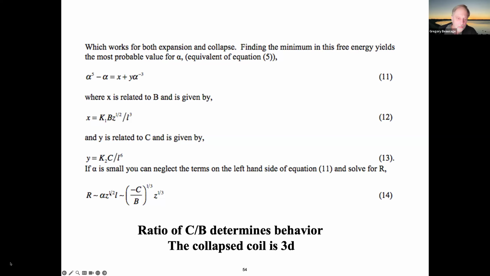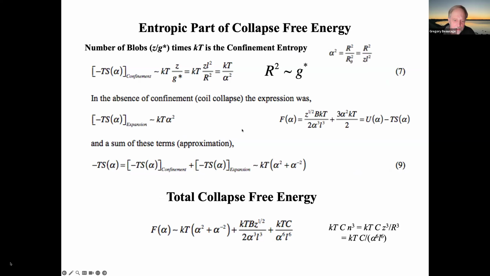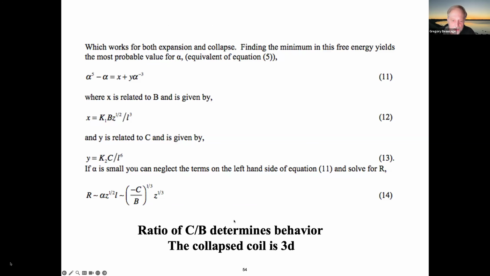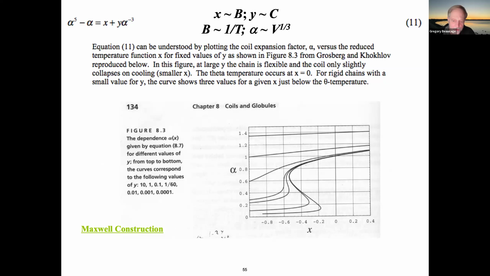Once you have solved for this R term, you can plug it back in and get the free energy expression, this guy. And then you can plot the free energy. Well, you can plot alpha as a function of x and y. So this is alpha, the coil expansion. Below 1, it's collapsing. Above 1, it's expanding. And x is the second virial coefficient, and each of these curves is for a different third virial coefficient. So x depends on temperature, and the third virial coefficient defines what kind of transition you have.